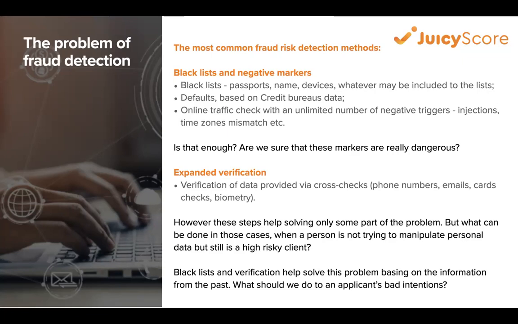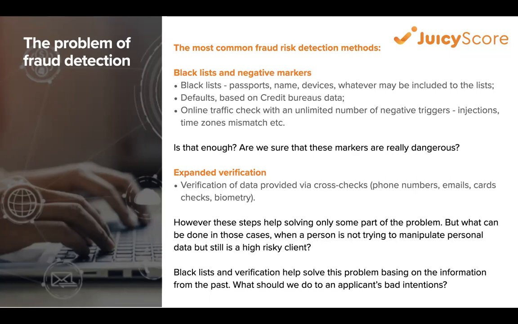fraudulent users. The most common fraud risk detection method is blacklists and negative markers, a blacklist on the passport, name, devices, whatever may be included in the list. Default data based on credit bureaus, online traffic checks with an unlimited number of negative triggers, injection, time zone mismatch, etc. Now, the question is, is that enough? Are we sure that these markers are really dangerous?